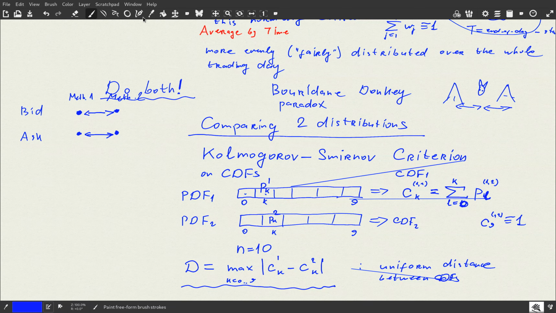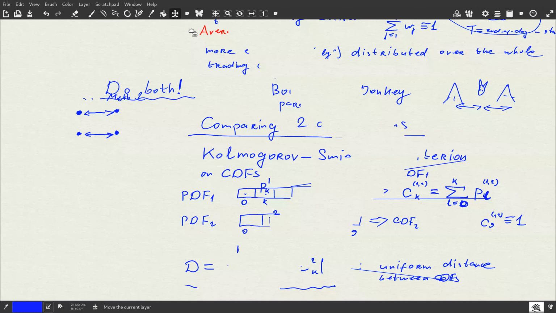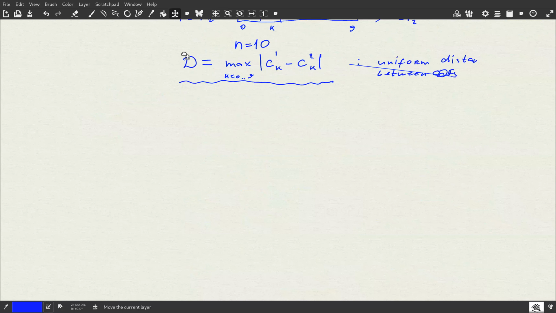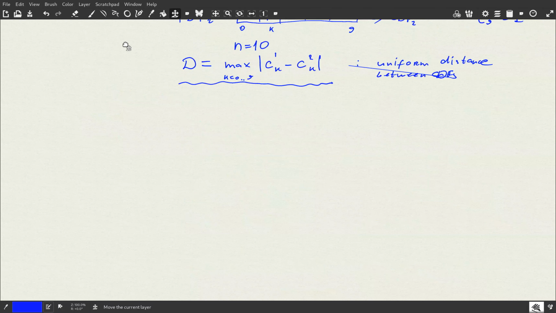Now, compute the following quantity. Square root of n, where n is 10 in this case. Square root of n times d, and compare it with a certain quantity, which is called k alpha. I will explain in a second what it means. The k alpha is simply the statistical threshold.